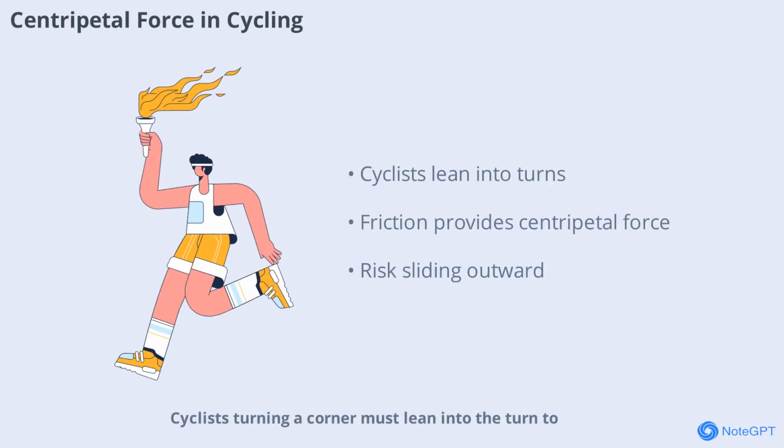Cyclists turning a corner must lean into the turn to balance the centripetal force needed to stay on the curved path. The friction between the tires and the road provides this force. If the cyclist goes too fast or the road is slippery, they risk sliding outward, showing the delicate balance involved.